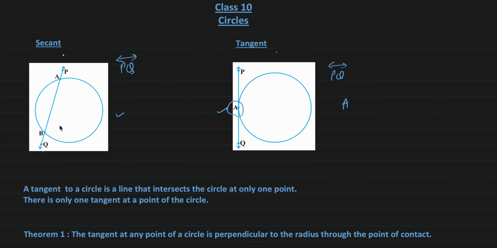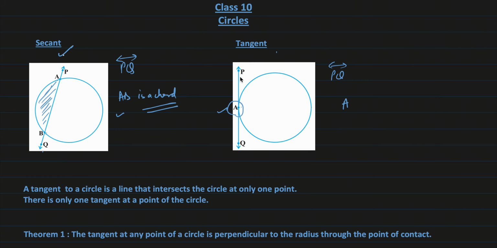Now when you see this area, I hope you know it's called the segment, and AB is a chord. AB is a chord and it is dividing the circle into two segments, minor and major. So this is a segment, but this line PQ which is passing through the circle, we call a secant.